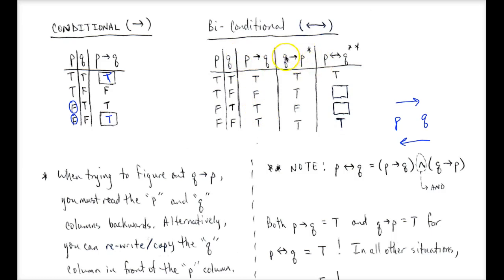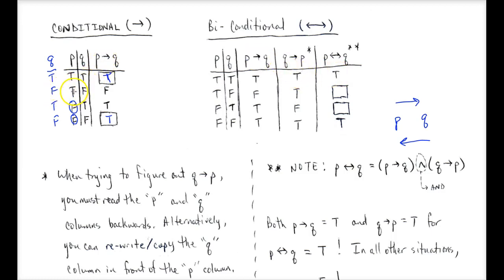Now, to get the if Q then P, one thing that we could do is come over here and actually copy the Q statement again here and do T, F, T, F, and now read it this way. True and true for a conditional statement is true.